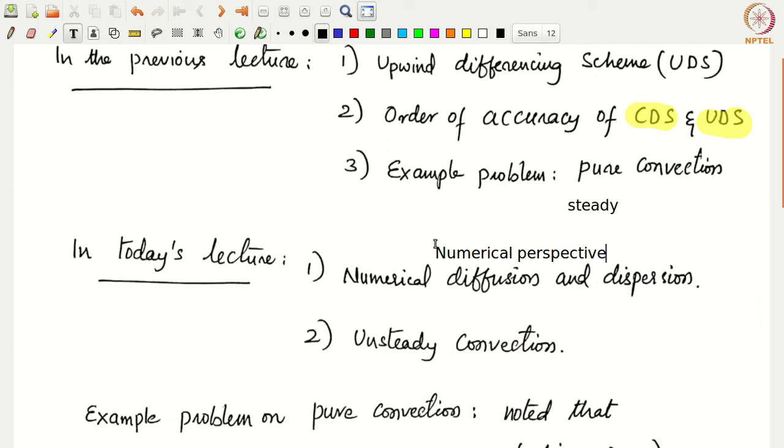And depending on the time, we are also going to look at how the unsteady convection equation looks, and what can be done in order to solve unsteady convection using again these two schemes, that would come in the later lectures. Okay, so then let's go into the lecture.